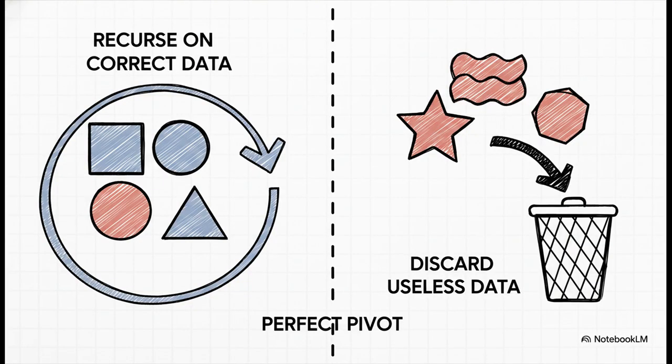Now, for the beginner programmers tuning in, don't let code snippets intimidate you. This logic is actually beautiful. Once we partition the data around that perfect super pivot, the algorithm just checks its position. Did the pivot land exactly where we wanted? If yes, great, we return it. If not, we simply ask the code to recurse, to basically run itself again, but only on the side of the data that holds our answer. The rest of the data, permanently discarded.